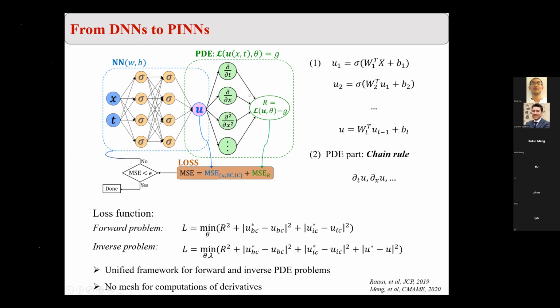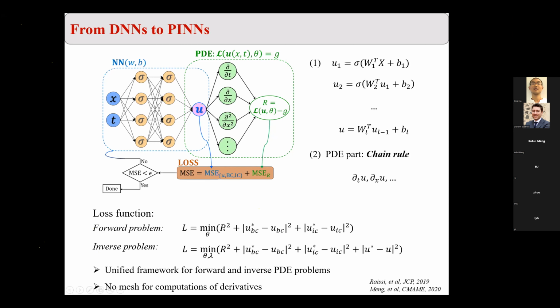And here is the schematic of PINNs. So we have a neural network to serve as a surrogate of the solution of a PDE. And based on automatic differentiation, we can express the derivatives using the chain rule. And if we would like to solve a differential equation, we have the boundary condition and initial condition. We can use a loss function here.